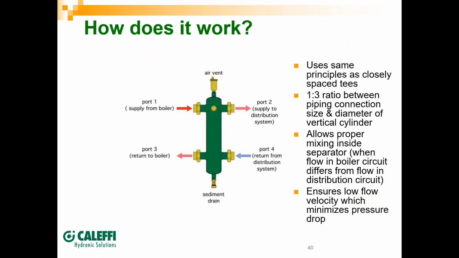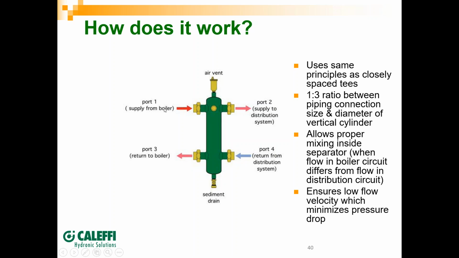Another way to do primary secondary pump piping is with a hydraulic separator. This is one that we sell from Caleffi and that we've used on numerous projects. It's an all-in-one type device. It basically has 4 ports, which eliminates the need for your closely spaced tees in your primary and secondary configuration. You have an automatic air vent and a built-in air separator with a mesh inside, and then a sediment drain or dirt drain on the bottom of the unit.